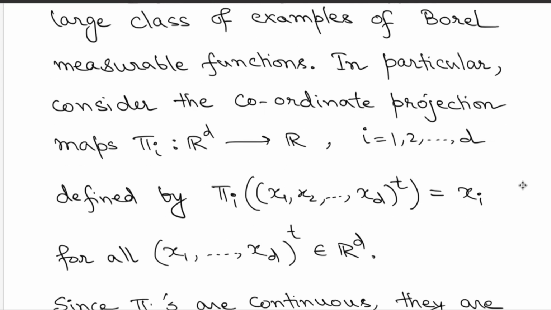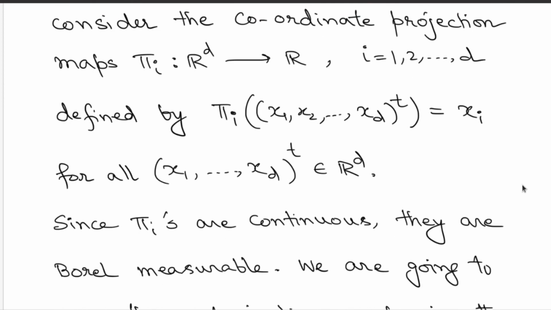Such functions give a large class of examples, but in particular we are going to look at one very specific continuous function. Fix some appropriate dimension d, and look at this Rd to R function, which I am going to write as π_i. These are the coordinate projection maps. So what do they do? Take a vector (x1, ..., xd) in your domain and map it to the ith component. Ignore all the other components and map it to the ith component. That's what π_i does. It just projects to the ith coordinate.